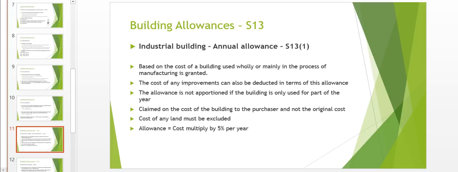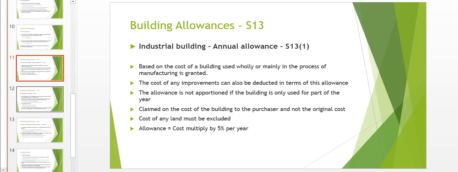And there are some other instances which you can find in your book, but generally it will only be the 5%. These instances where it's different is when the industrial building was built initially. So there are certain different rates of allowances. So you need to have a look in your SELF book on that. But generally, you will almost always get only the 5%.